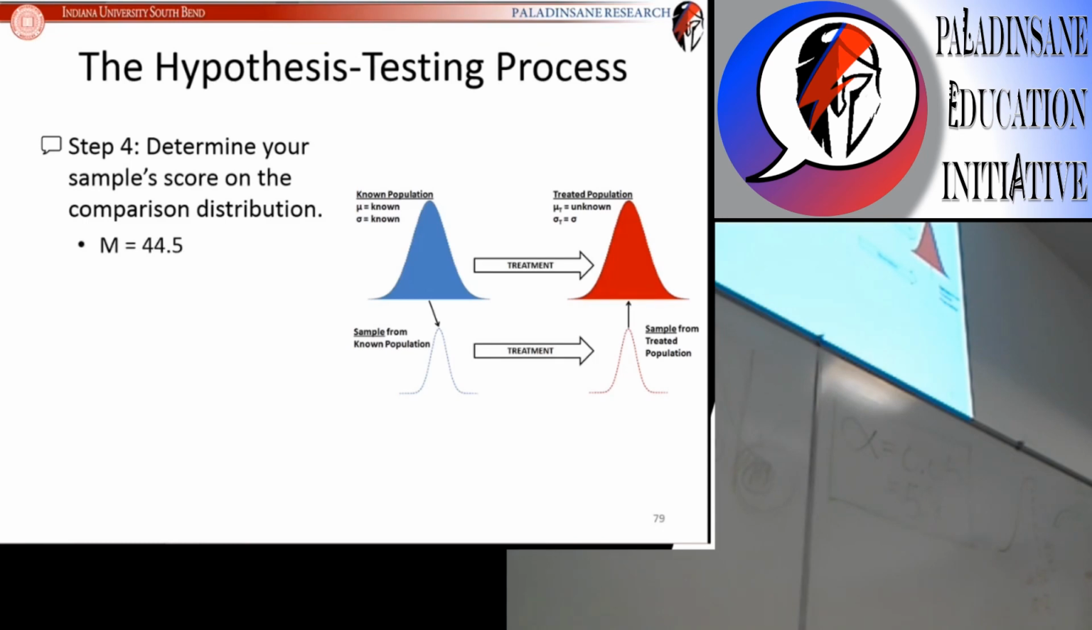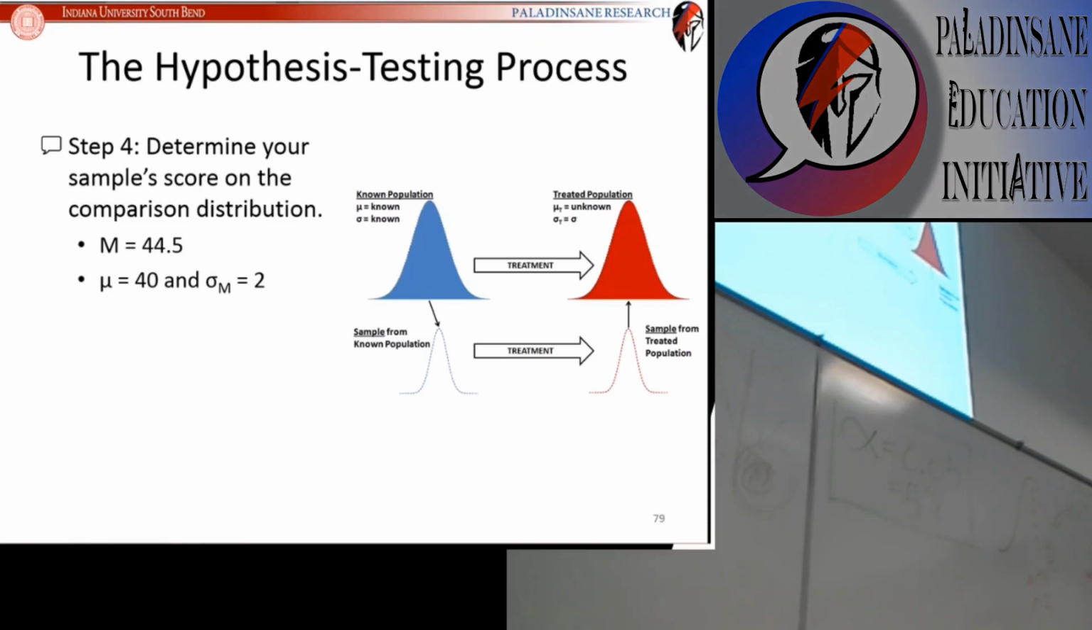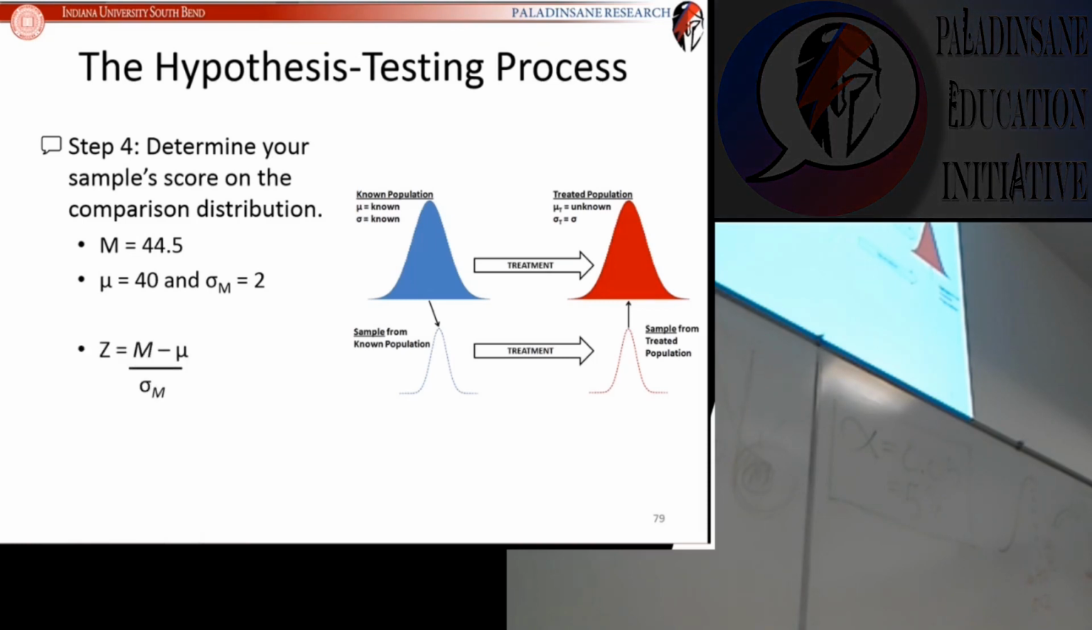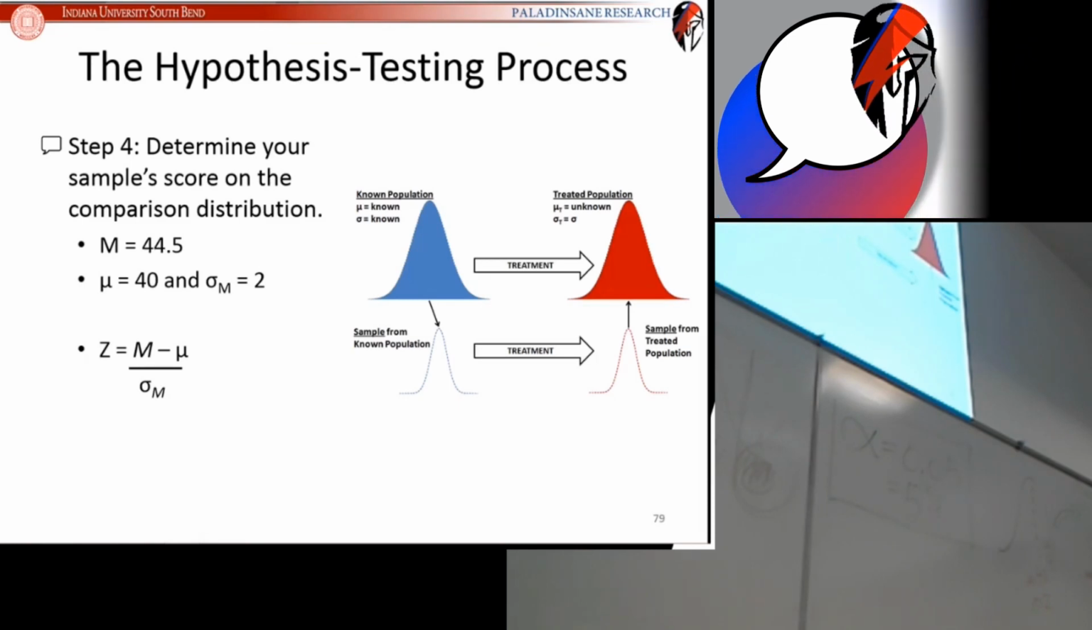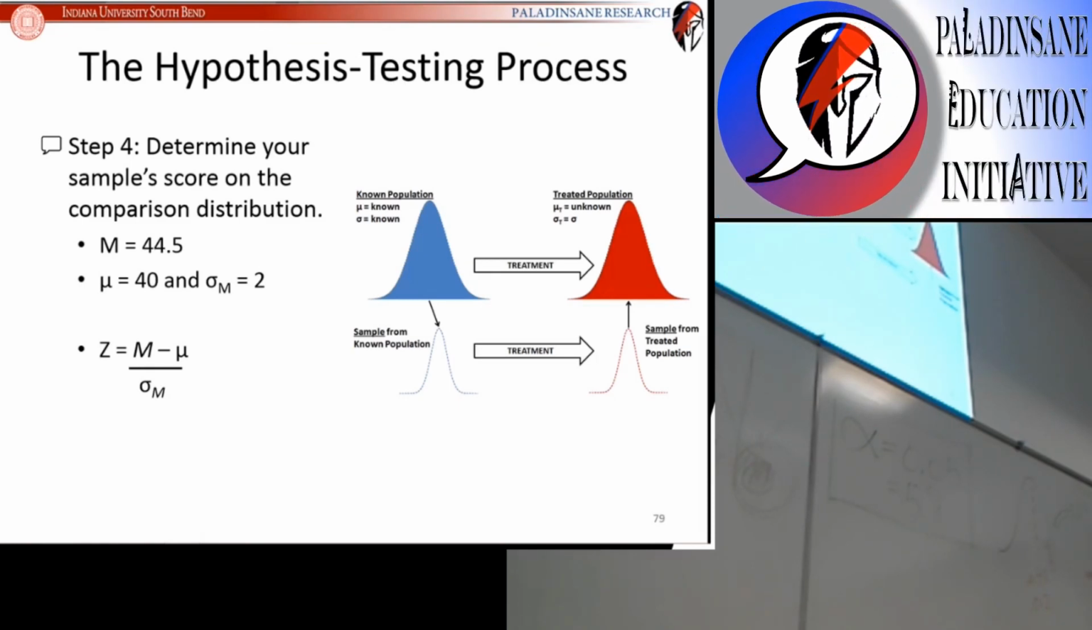We still have the same comparison distribution. We use the formula. We take our mean of 44 and a half minus the comparison distribution mean of 40, all divided by the comparison distribution standard deviation of 2. We crunch the numbers, and now we get 2.25. So look what this has done. Last time we got 1.75, and we ended up not crossing the line. We ended up in the body. But now we have 2.25.